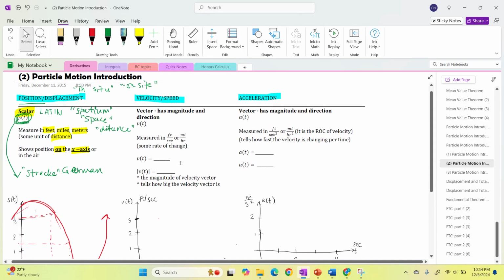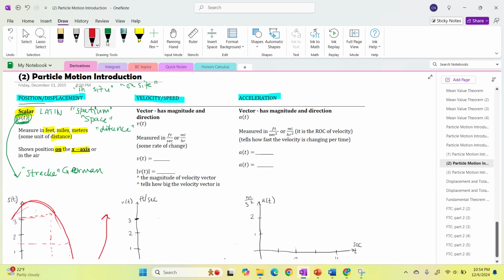All right, what about velocity / speed? Let's talk about that one here. All right, velocity has magnitude and direction. So it's denoted with V of t. It's going to be feet per second or miles per hour. Those are the two most common ones, but really any kind of rate of change. So V of t, if you have velocity, we can say it is the derivative of position. So we wrote this down a while ago whenever we were doing higher order derivatives. But write that down one more time just so you have it to refer to.